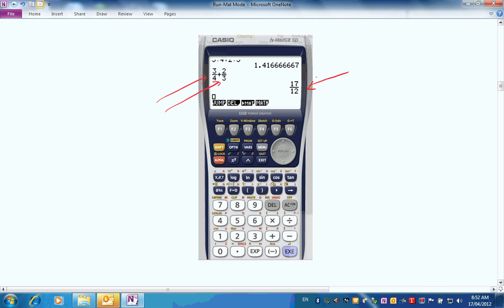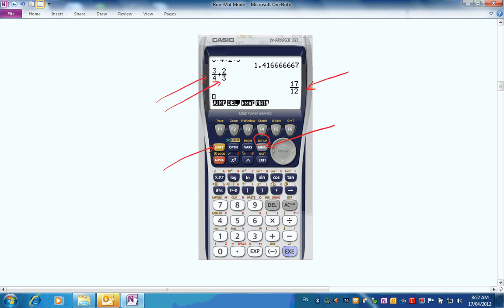Now let's go back and do the same thing using the linear setup. So I want you to hit Shift again, followed by Menu, because that gives us the setup. And this time I want you to select F2 to change the setup to linear, and then hit Execute to return to run mode.